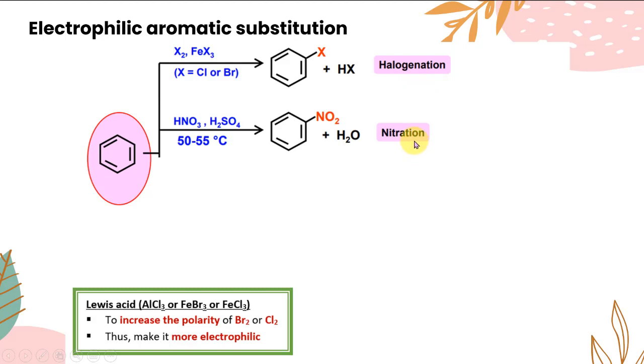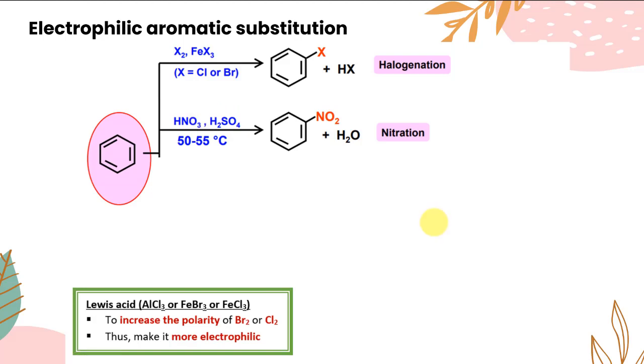The second reaction is nitration. The reagents and conditions are nitric acid, HNO3, in the presence of sulfuric acid, H2SO4, at a temperature of 50 to 55 degrees Celsius. One of the hydrogens will be substituted with the NO2 nitro group. Substitution with a nitro group is named nitration. The NO2+ is generated from the reaction between the nitric acid and the sulfuric acid. The formation will be shown in the mechanism.